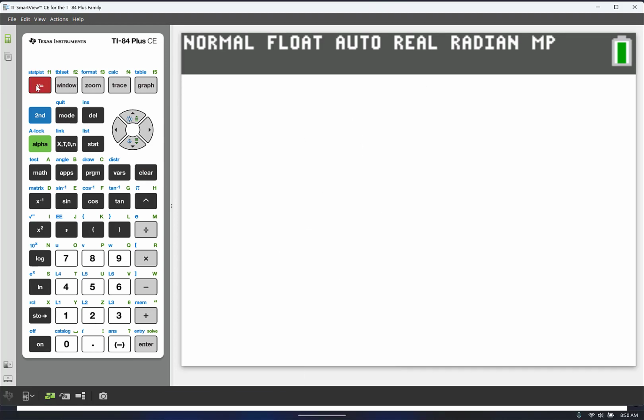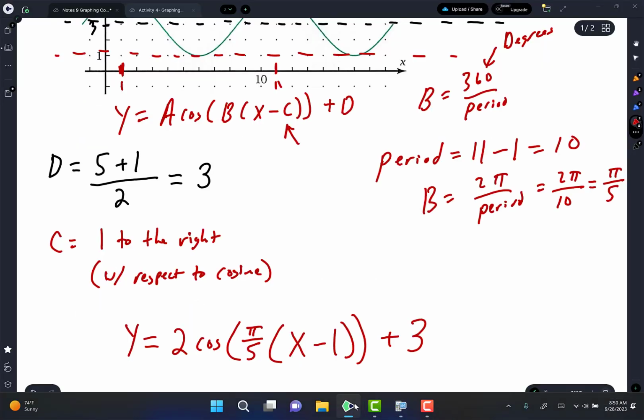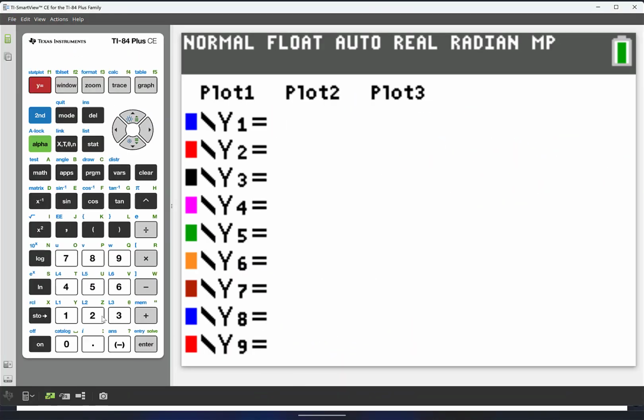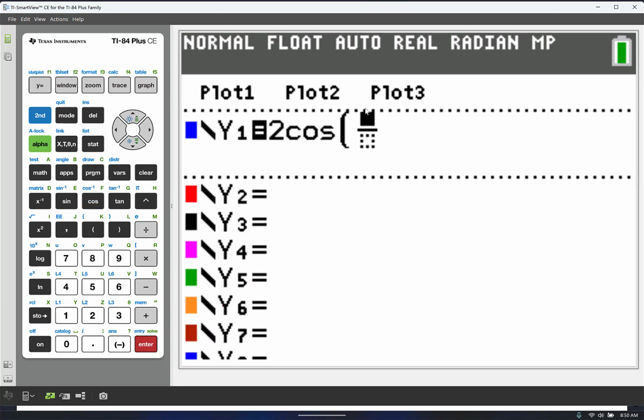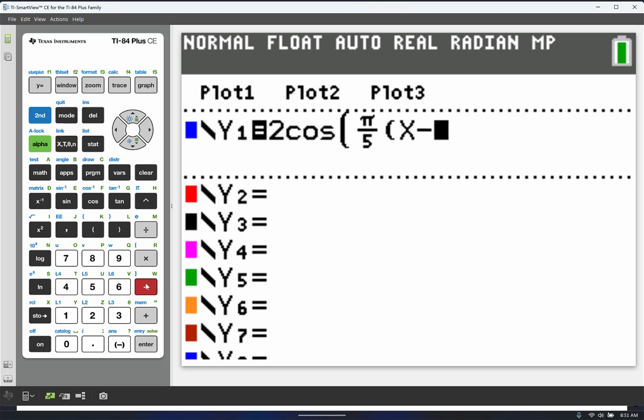So here we go. I push y equals, and I just type in the equation. It was 2 cosine, and then I put pi over 5. Oh, was it pi over 5? Yeah, it was. So I like to put the fraction feature, so I push alpha, y equals, enter, and it gives me a little fraction. Second pi over 5, and then move to the right. X minus 1, close, close, and then I put plus 3. Don't push graph yet.